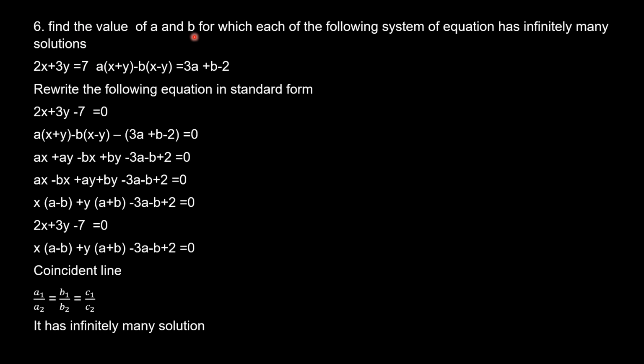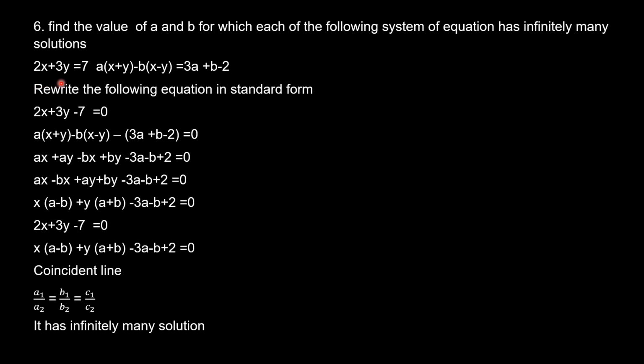Find the value of a and b for which the following system of equations has infinitely many solutions. So when two equations are having infinitely many solutions, it means that the two lines are coincident lines. So the condition for coincident lines is a1 by a2 equal to b1 by b2 equal to c1 by c2. First let us solve the equations.